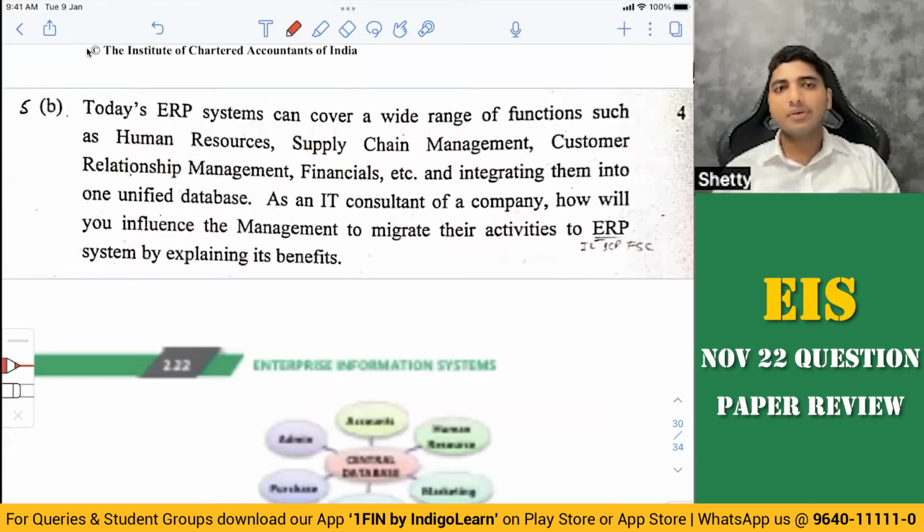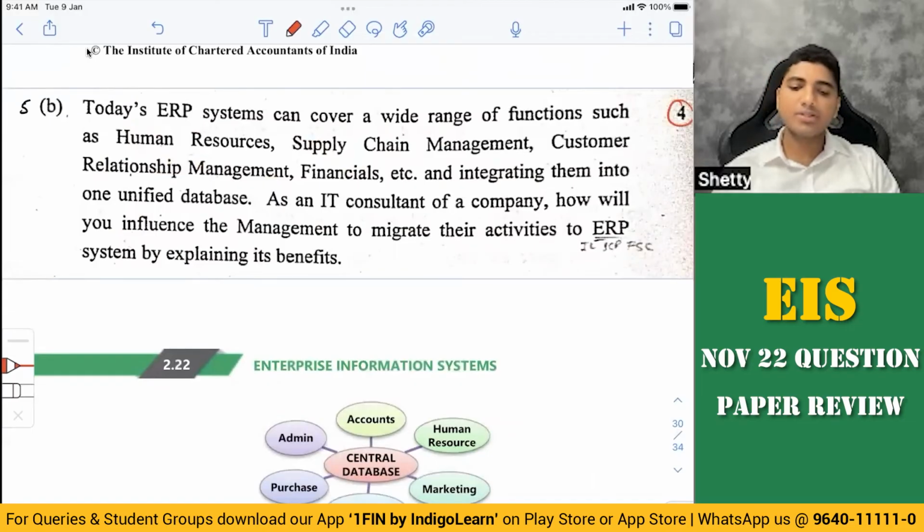Let us go to question 5b. Again, it is a 4-mark question. It says today's ERP systems can cover a wide range of functions such as human resource, supply chain management, customer relationship management, financial, etc., and integrating them into one unified database. As an IT consultant of a company, how will you influence the management to migrate their activities to an ERP system by explaining its benefits? So here they are asking what are the advantages, what are the benefits of your ERP?